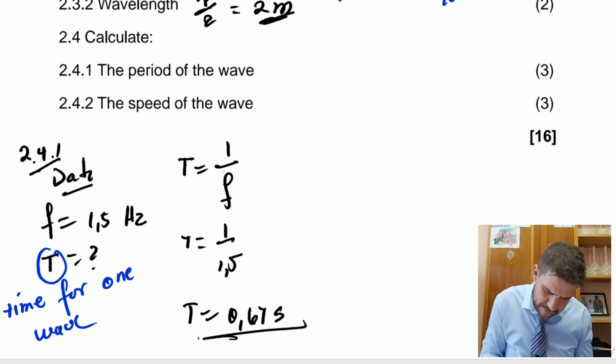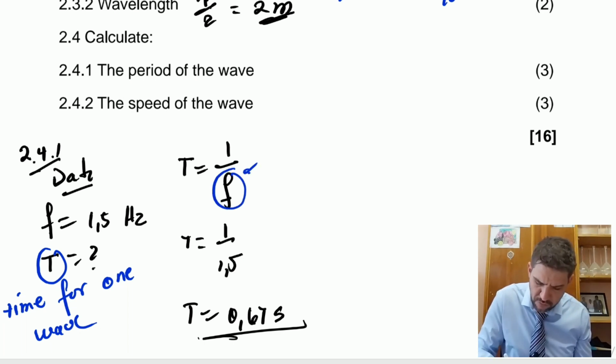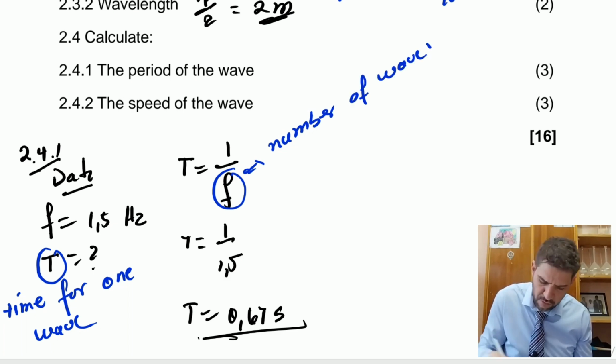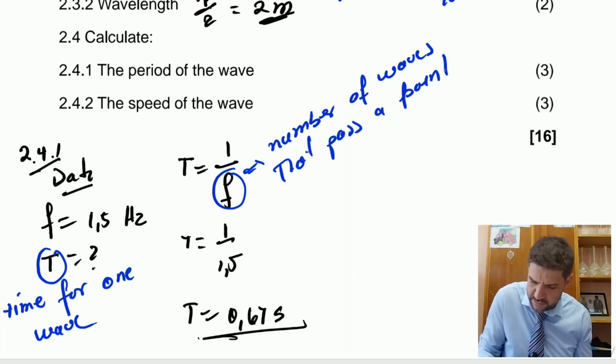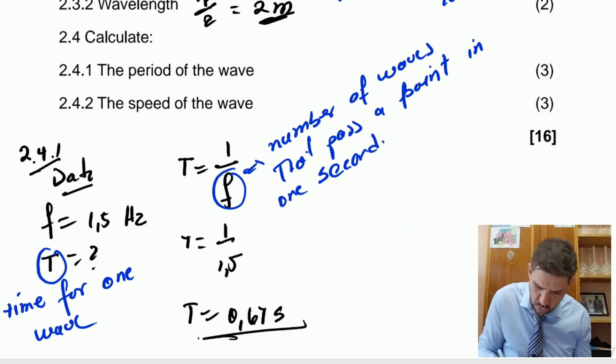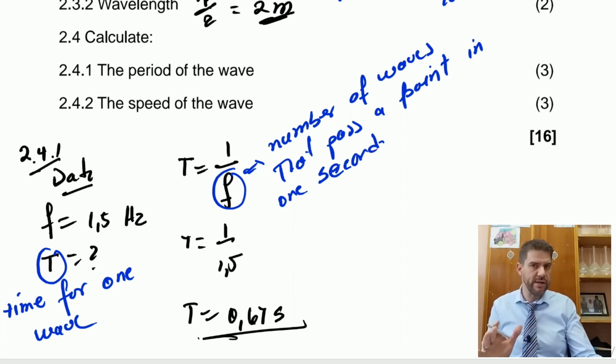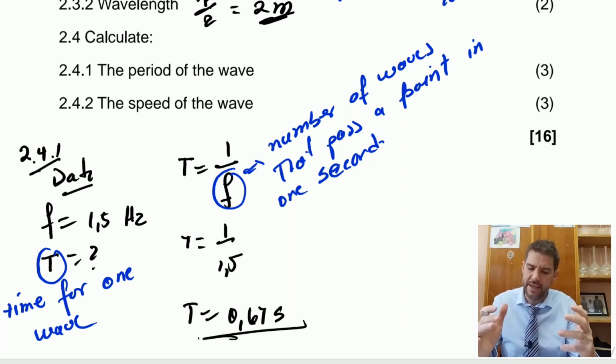Frequency is the number of waves that pass a point in 1 second. That's right, in 1 second. I hope you understand. As I said, I'm explaining, but I go a little bit more into some important concepts that you may struggle with.